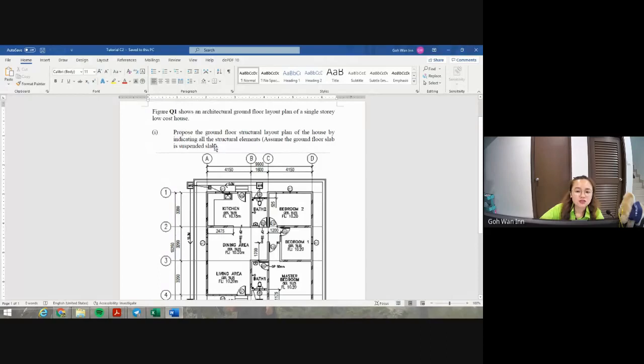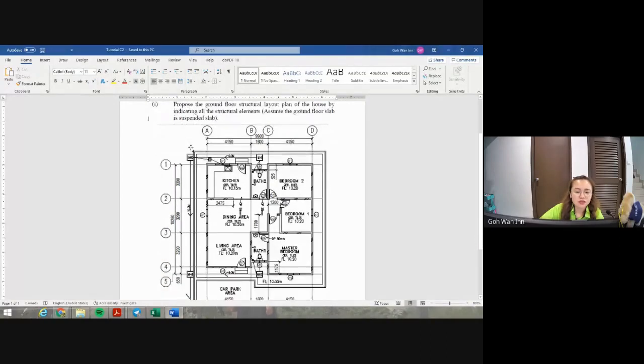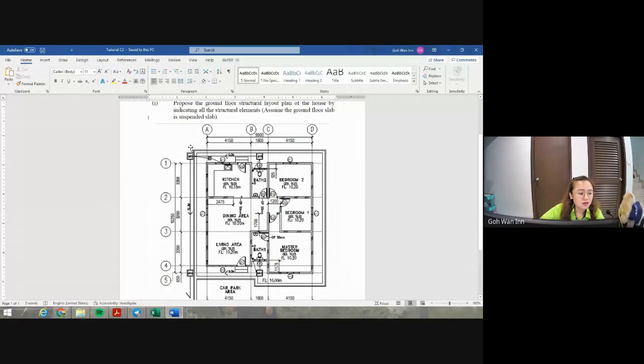Assume the ground floor slab is a suspended floor. Suspended floor means the floor loads will distribute to the nearest beam, either one way or two way, and then to the column and to the foundations. If it is a non-suspended slab, the slab will be supported by the layer of soil underneath. It will not go to the beam.